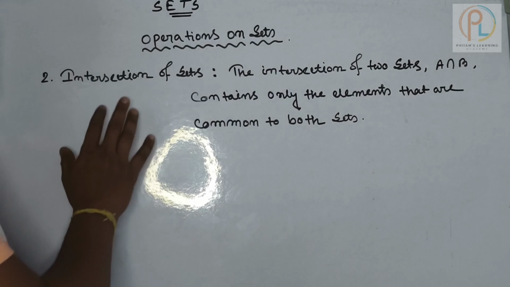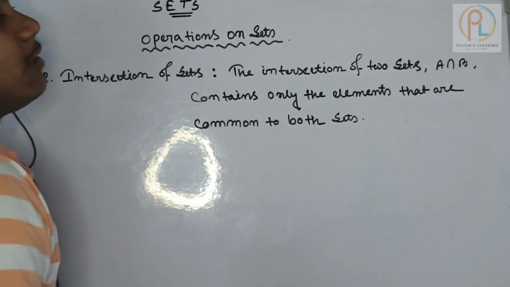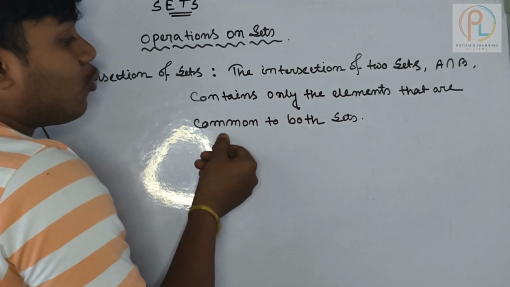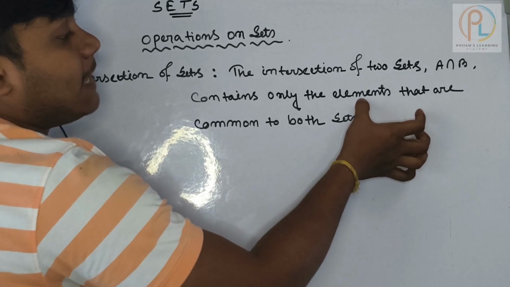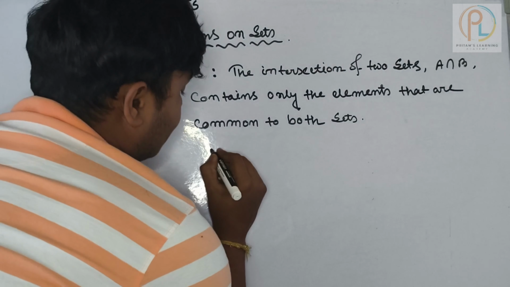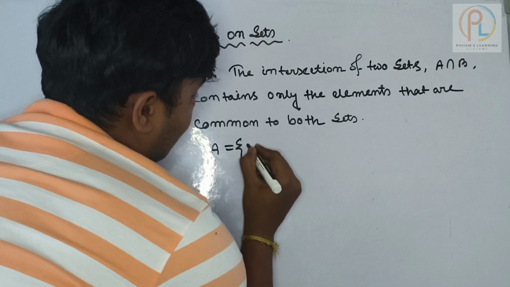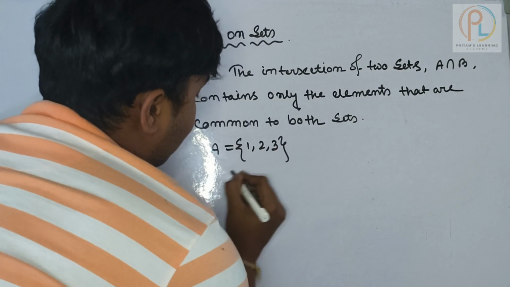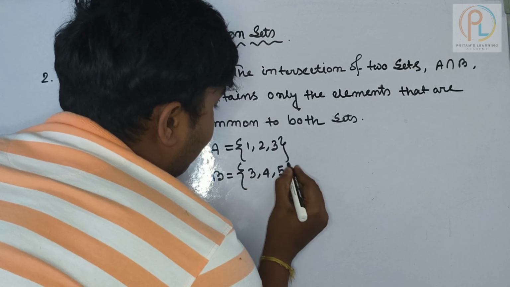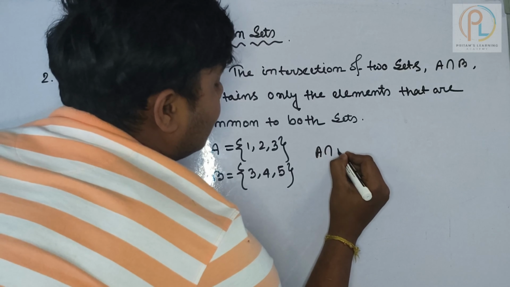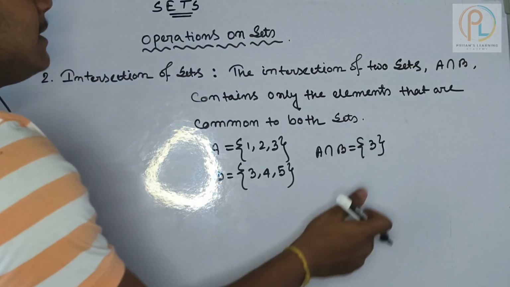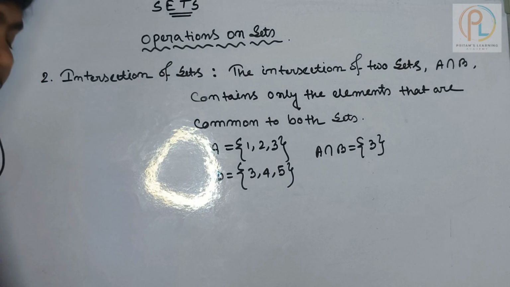Now let's talk about the intersection of sets. The intersection of sets, A ∩ B, contains only the elements that are common to both sets. For example, A is the set 1, 2, 3 and B is the set 3, 4, 5. So, what is the common element in these sets? Only 3. Therefore, the intersection of the sets is 3.